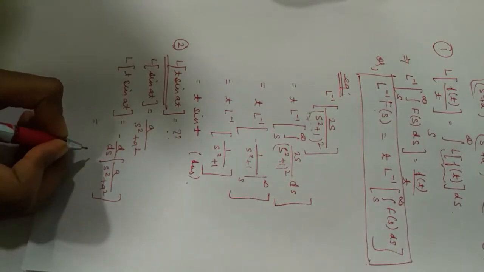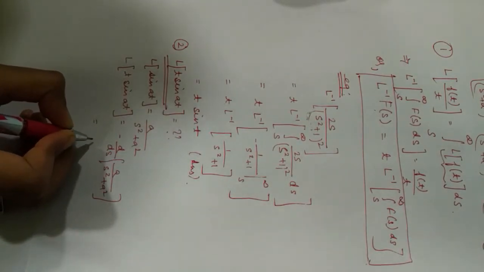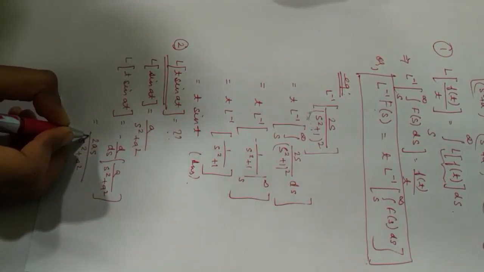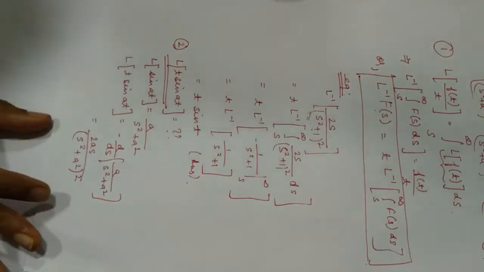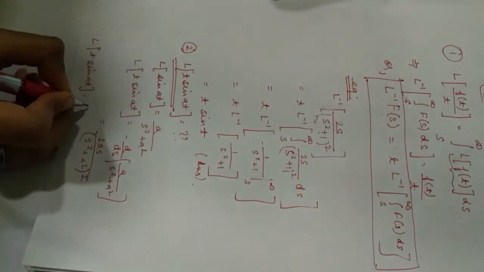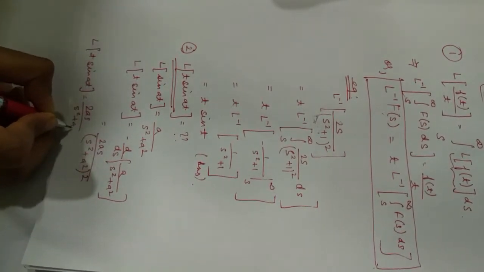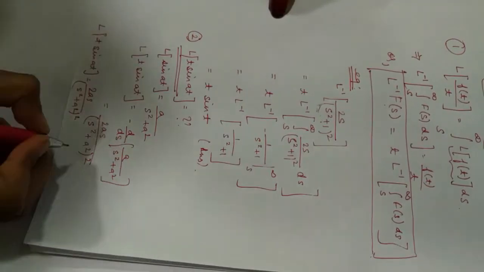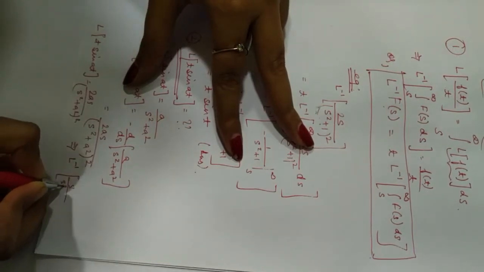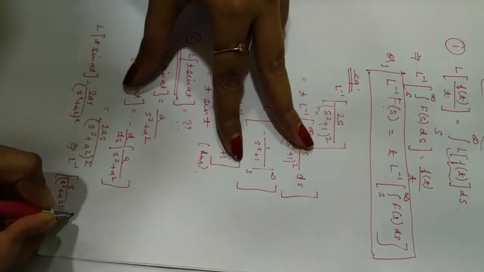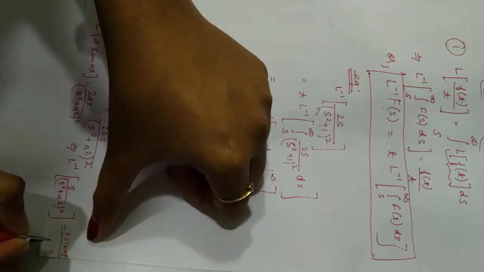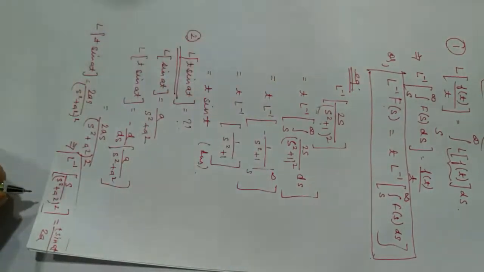So if you differentiate, the minus sign goes away, and it turns out to be 2as divided by (s square plus a square) whole square, right? So Laplace transform of t sine at is equal to 2as divided by (s square plus a square) whole square. Immediately this gives you inverse Laplace of s divided by (s square plus a square) whole square is equal to t sine at divided by 2a. It is a very important formula.